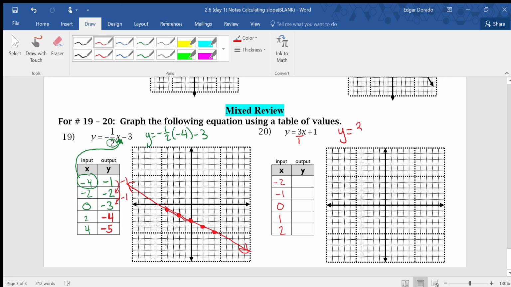Okay, so it's y equals 3 times x plus 1. My first input is a -2 for x. Plus 1. Okay, so 3 times -2 is -6, plus 1 is a -5. Okay, 3 times -1 is -3, plus 1 is a -2. Again, I'm just substituting those x values into the actual equation. So the next one would be 3 times 0, which is just 0, and then plus 1 gives me a +1. 3 times 1 is 3. 3 plus 1 is 4. And finally, 3 times 2 is 6. 6 plus 1 is 7.